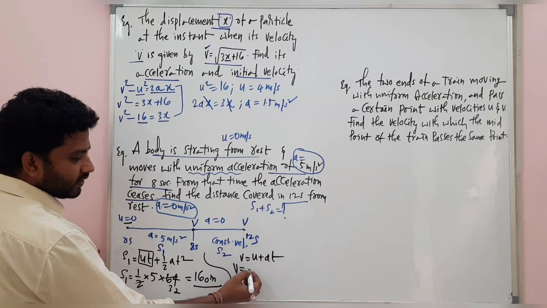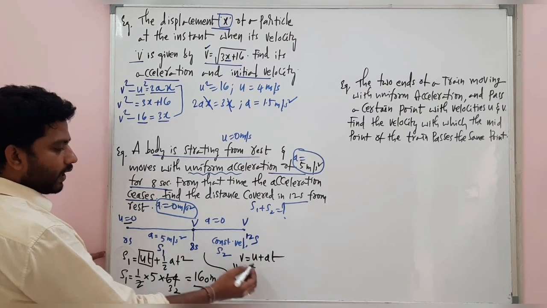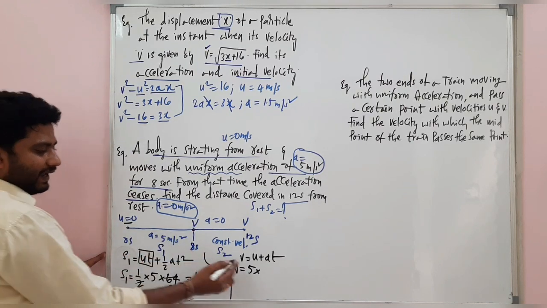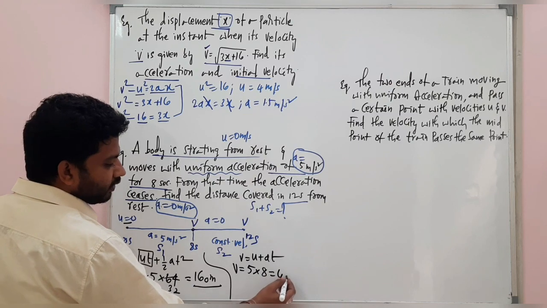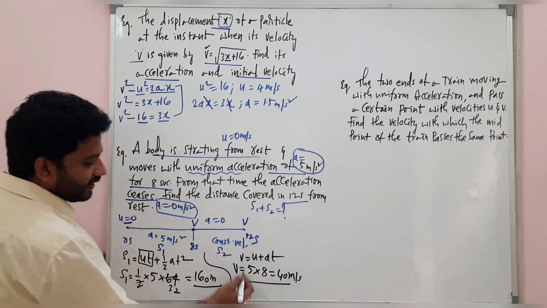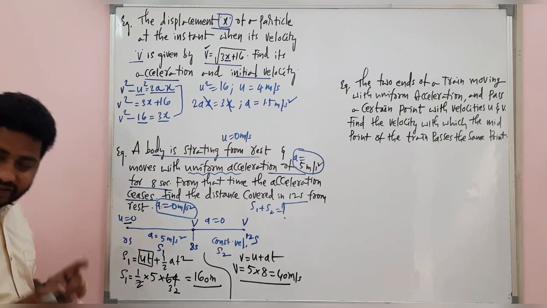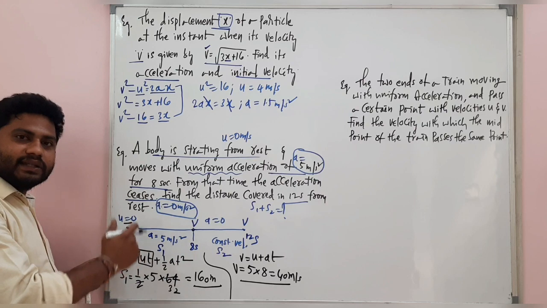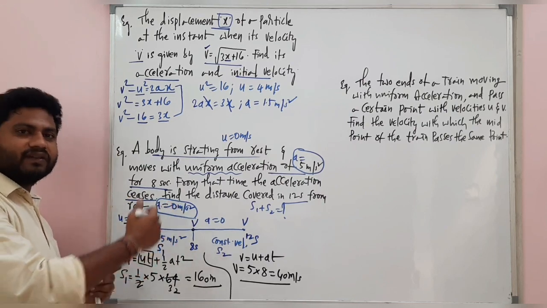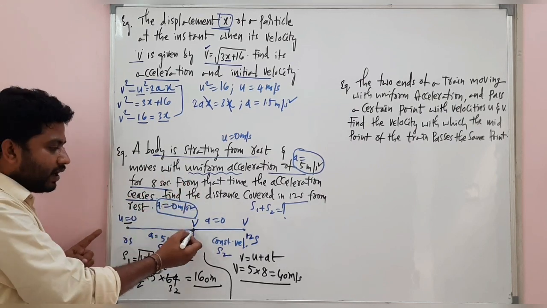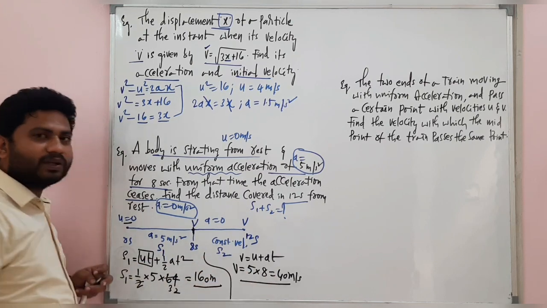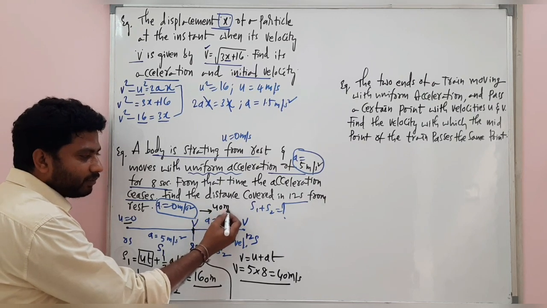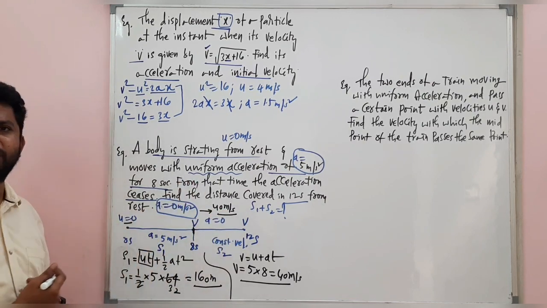U is 0, A is 5 meter per second square into time. How much time it is traveled from here to here? It is traveled 8 seconds. So 8 5s are 40 meters per second is the velocity, my dear students. I have told you clearly, body is starting from rest. Slowly it is accelerating, means it is increasing its speed. Finally, after 8 seconds, it is moving with 40 meter per second. And from here, it is continuously moving with the same 40 meters per second.